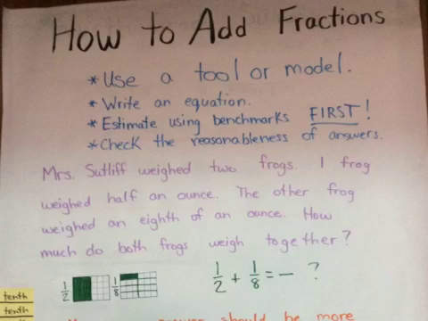So here's our problem. Mrs. Sutliff weighed 2 frogs. One frog weighed 1/2 an ounce. The other frog weighed 1/8 of an ounce. How much do both frogs weigh together? The first thing I want to do is estimate using benchmarks. I know my answer will probably be a little bit more than 1/2, but it's not going to be 1 whole ounce yet because 1/8 is pretty small. So my answer should be pretty close to 1/2.